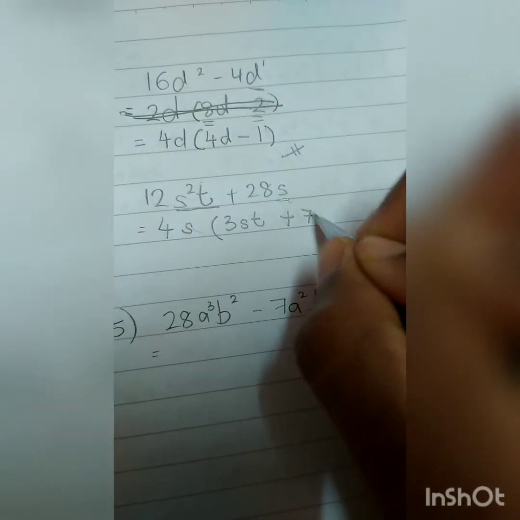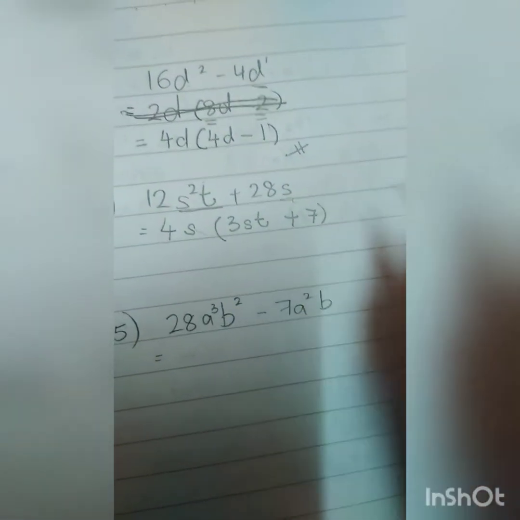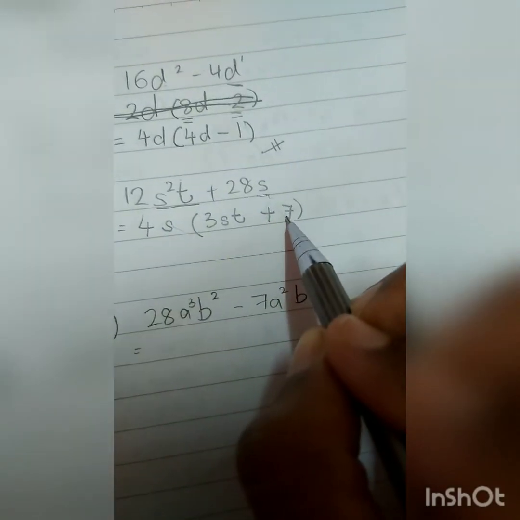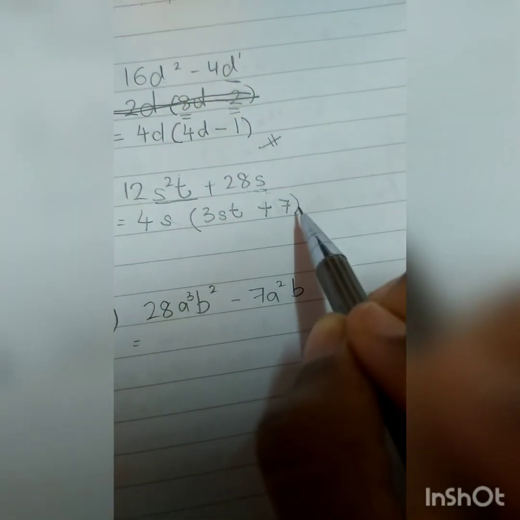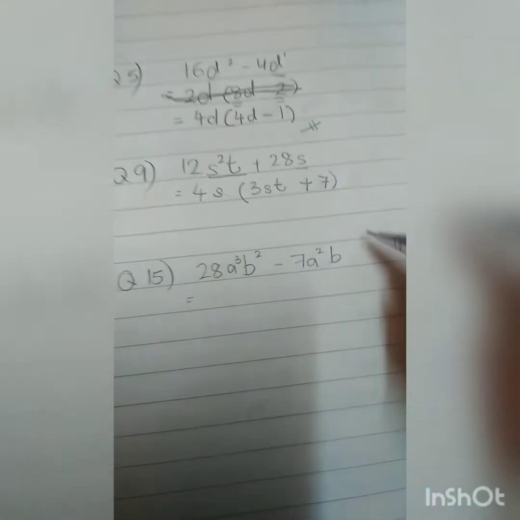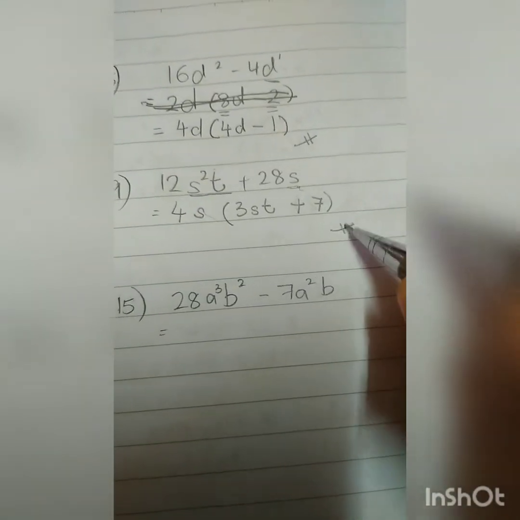Okay, s times what equals to s? Nothing. Alright, then you double check. 4 times 7, 28. S times nothing, s. So that is how you factorize for number 9.